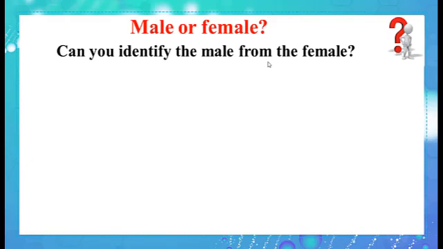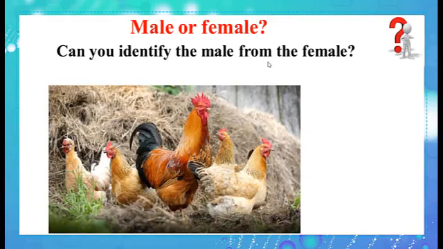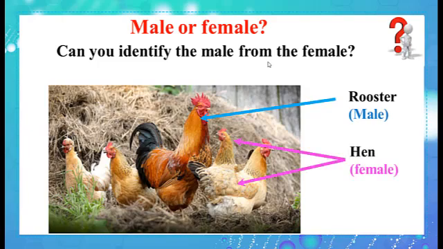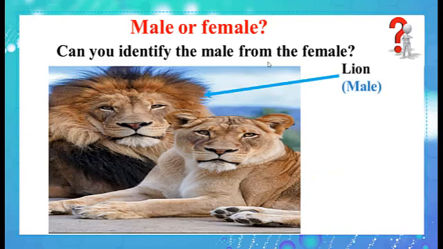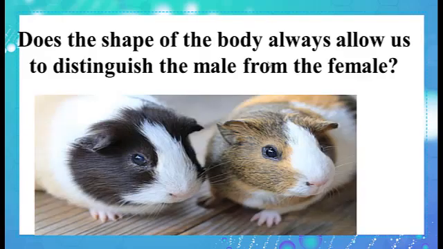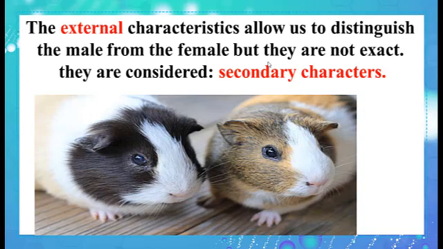Male or female? Can you identify the male from the female here? Yes. Here is the rooster, which is the male, and here is the hen, which is the female. Here is the lion, which is the male, and the lioness, which is the female. Can you identify the male from the female in the mouse here? No. Does the shape of the body always allow us to distinguish the male from the female? Unfortunately, no. The external characteristics allow us to distinguish the male from the female, but they are not exact. They are considered secondary characters.